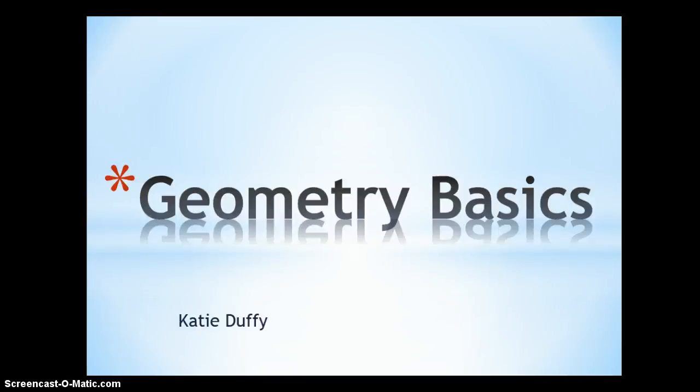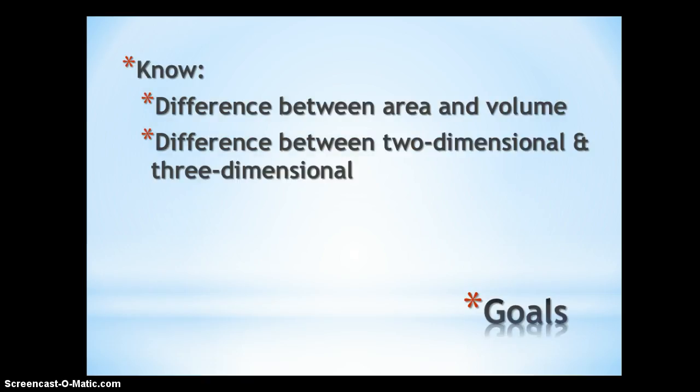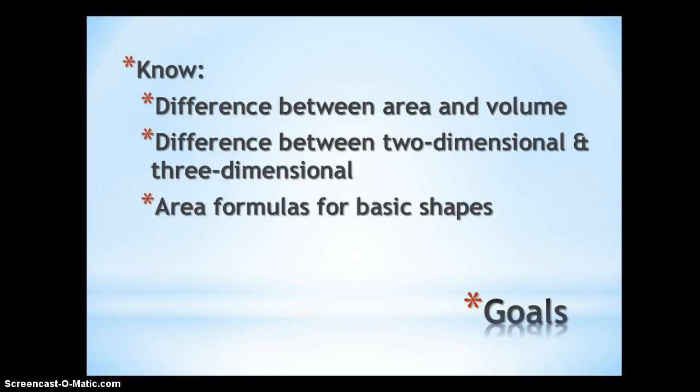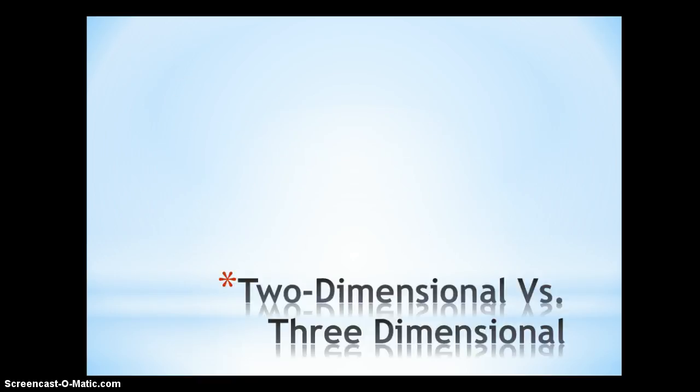Geometry basics. So we're just going to go over a little bit of basic geometry that a 7th grade level would learn. The goals of this are to know a few things. First, the difference between area and volume, the difference between a 2-dimensional object and a 3-dimensional object, the area formulas for basic shapes, the volume formulas for basic shapes, and also that will include surface area for basic shapes.